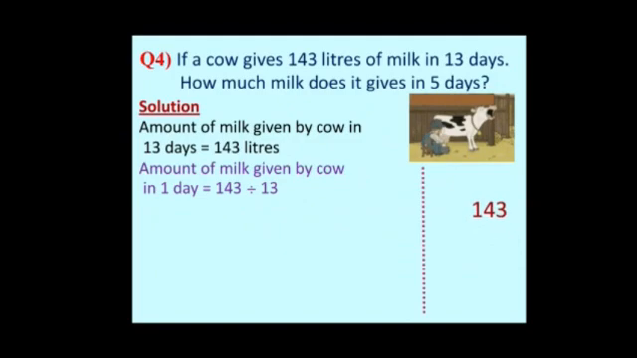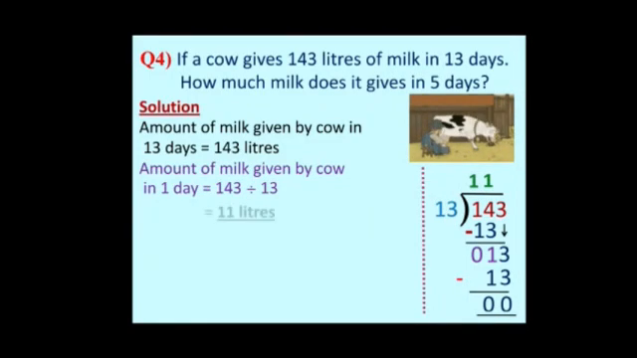So let's divide here. 143 divided by 13. So here 13 ones are 13, right? Now 4 minus 3 will be 1 and 1 minus 1 will be 0. 3 we will bring down here. So it will be 13. Now 13 ones are 13. So 13 minus 13 will be 0. Right? So the amount of milk given by a cow in 1 day is equal to 11 liters.